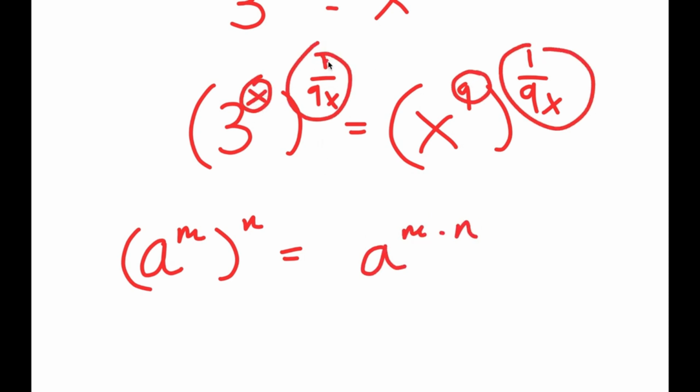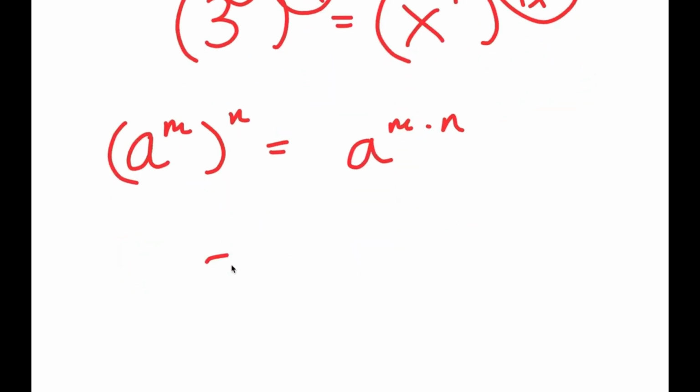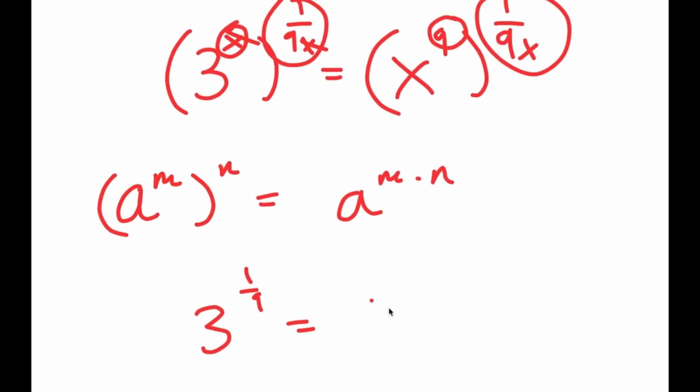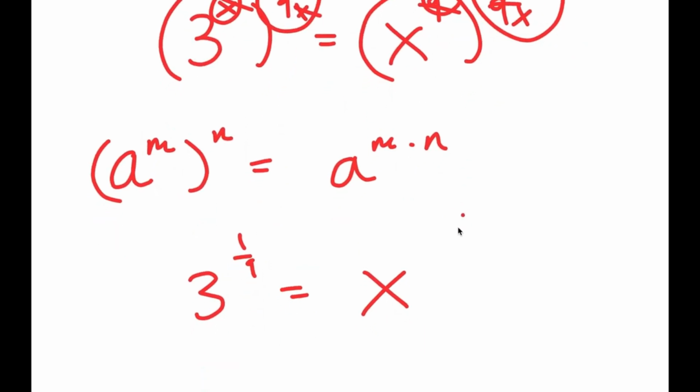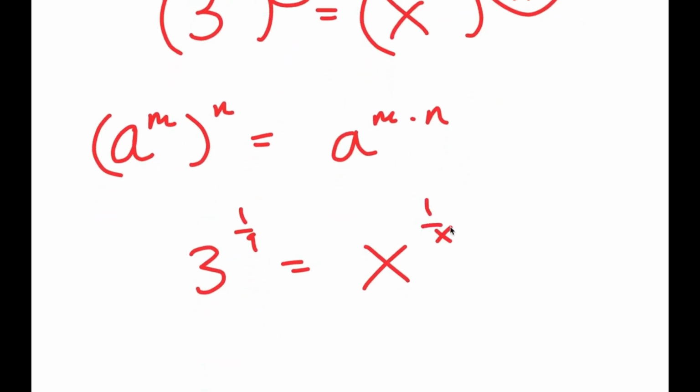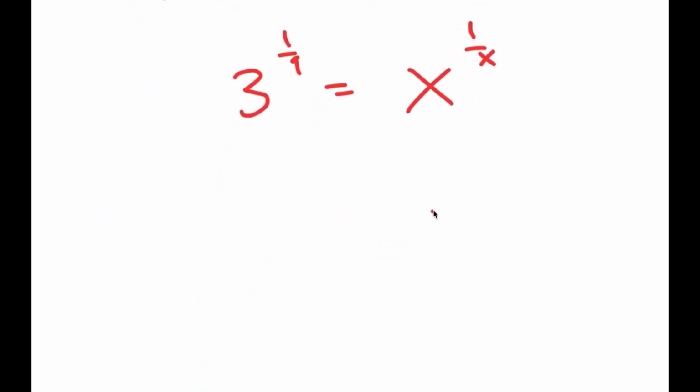So x times 1 over 9x, the x just cancels out, so I have 3 to the power of 1 over 9, and as you see, there are no variables on this side. And then on my right hand side, the 9's cancel out, so I have x to the power of 1 over x. Now from here, 1 over 9 is the same thing as 3 over 27.